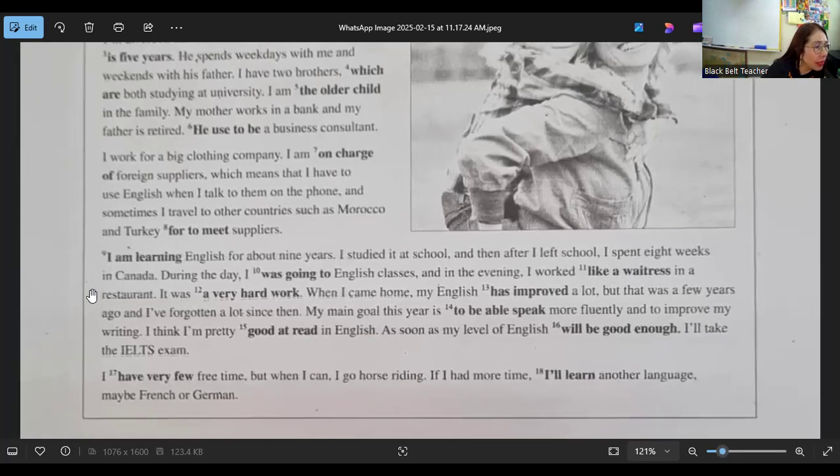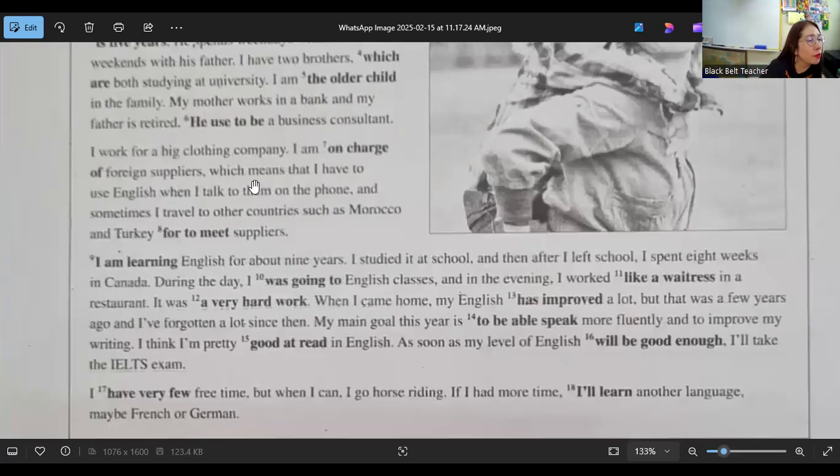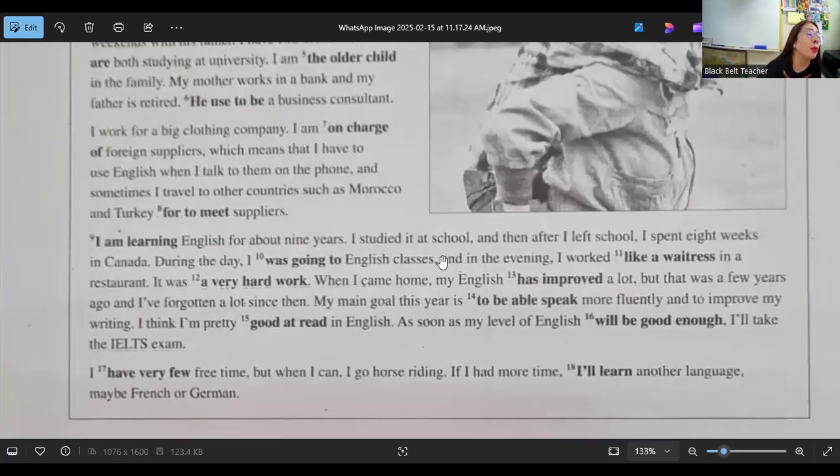Então vou ler agora o que a Isa acabou de ler. I work for a big company. I work for a big clothing company. I am in charge of foreign suppliers, which means that I have to use English when I talk to them on the phone. And sometimes I travel to other countries, such as Morocco and Turkey, for meeting suppliers or to meet suppliers. Continue, Arthur.